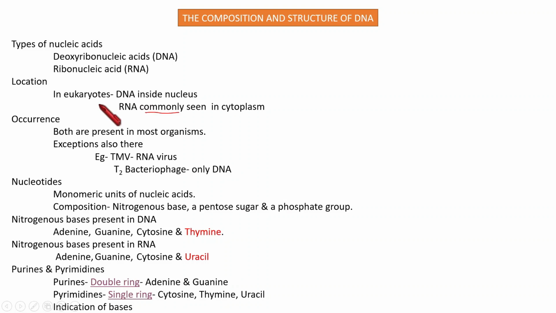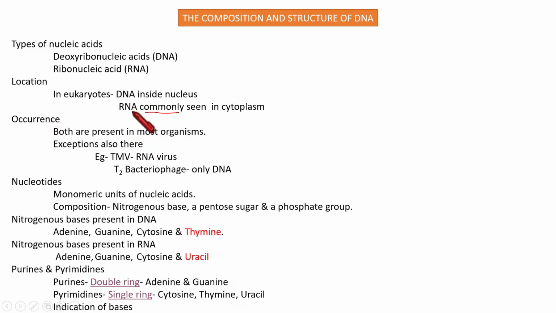Then, what about prokaryotes? Prokaryotes, we know, don't possess any nucleus, so the genetic material is found freely in the cell itself, and it is called a nucleoid. So that's why the prokaryotes are not mentioned here. Anyway, we can move to the next point, that is about the occurrence.